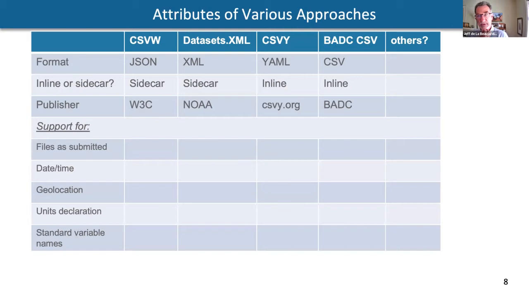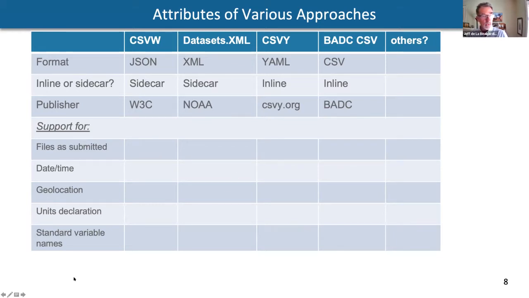We started looking at what the attributes are of some of these approaches: the CSVW, the datasets.xml, CSV YAML, the British Atmospheric Data Center CSV, there are others. Things like what format do they use? JSON, XML, YAML, plain CSV, something else. Is it inline or sidecar? By that we mean, is it a separate file that describes the CSV file, or is it lines of additional CSV or YAML that you put at the top of the CSV file, and then you have the data values below? Who's the publisher? World Wide Web Consortium, NOAA, csvy.org, BADC, there may be others.